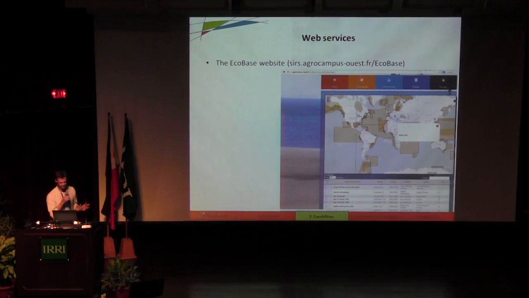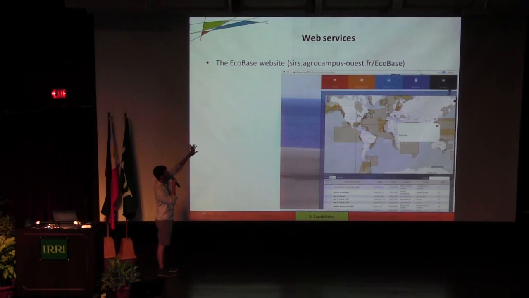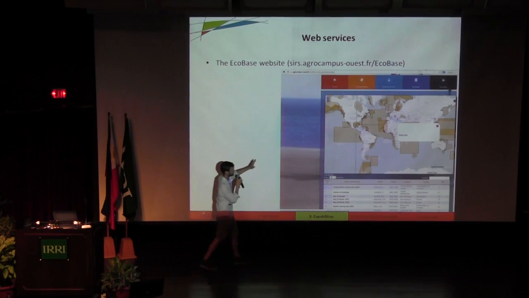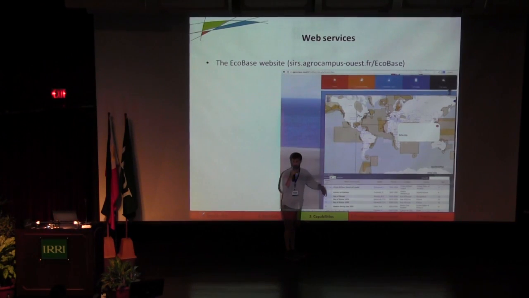The first one is a web service. It's a discovery tool we placed on the EcoBase website. You have the address here if you want to go there. It's a simple discovery tool enabling you to see where all the EcoBase models that have been developed are located. You also have a list of the models. You can search by country, by author, by whatever, pelagic if you want, so quite everything.